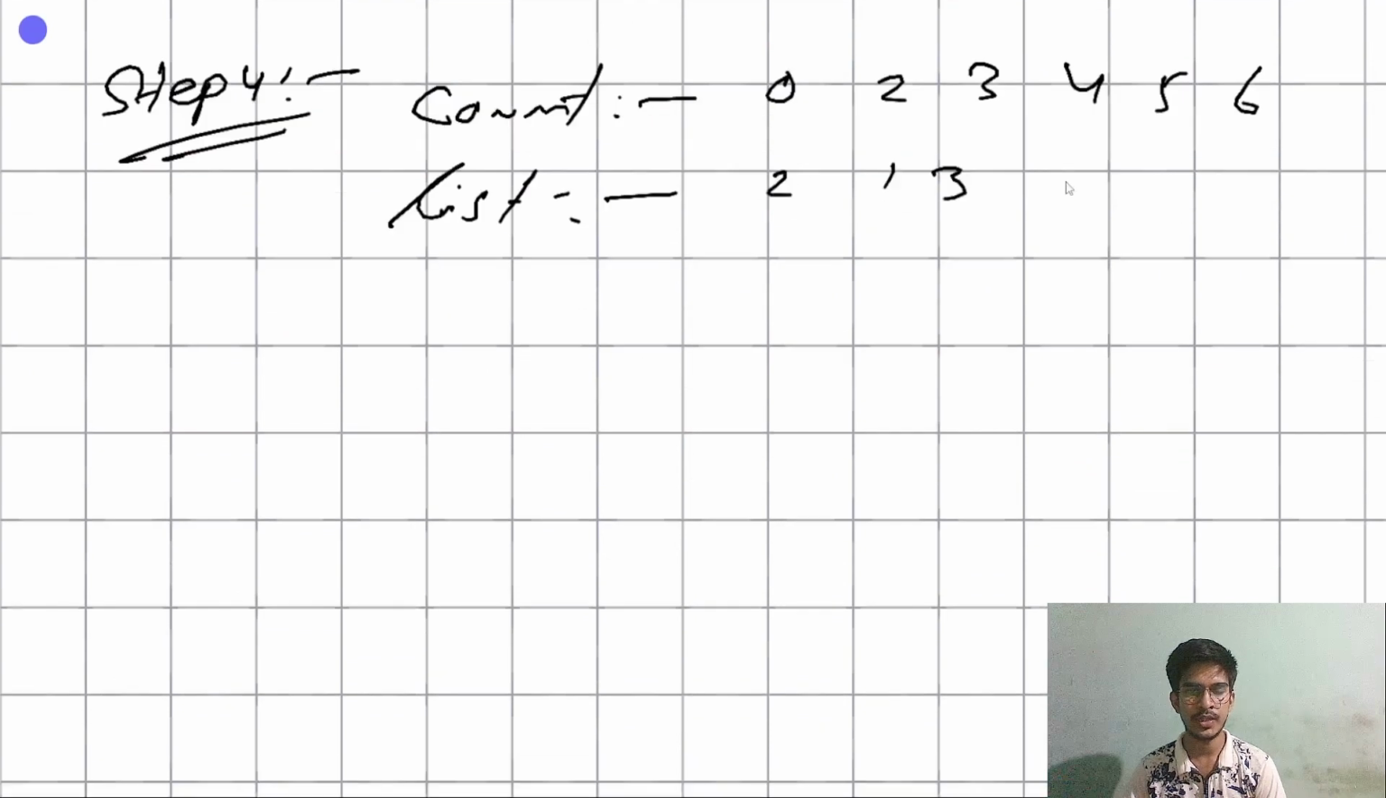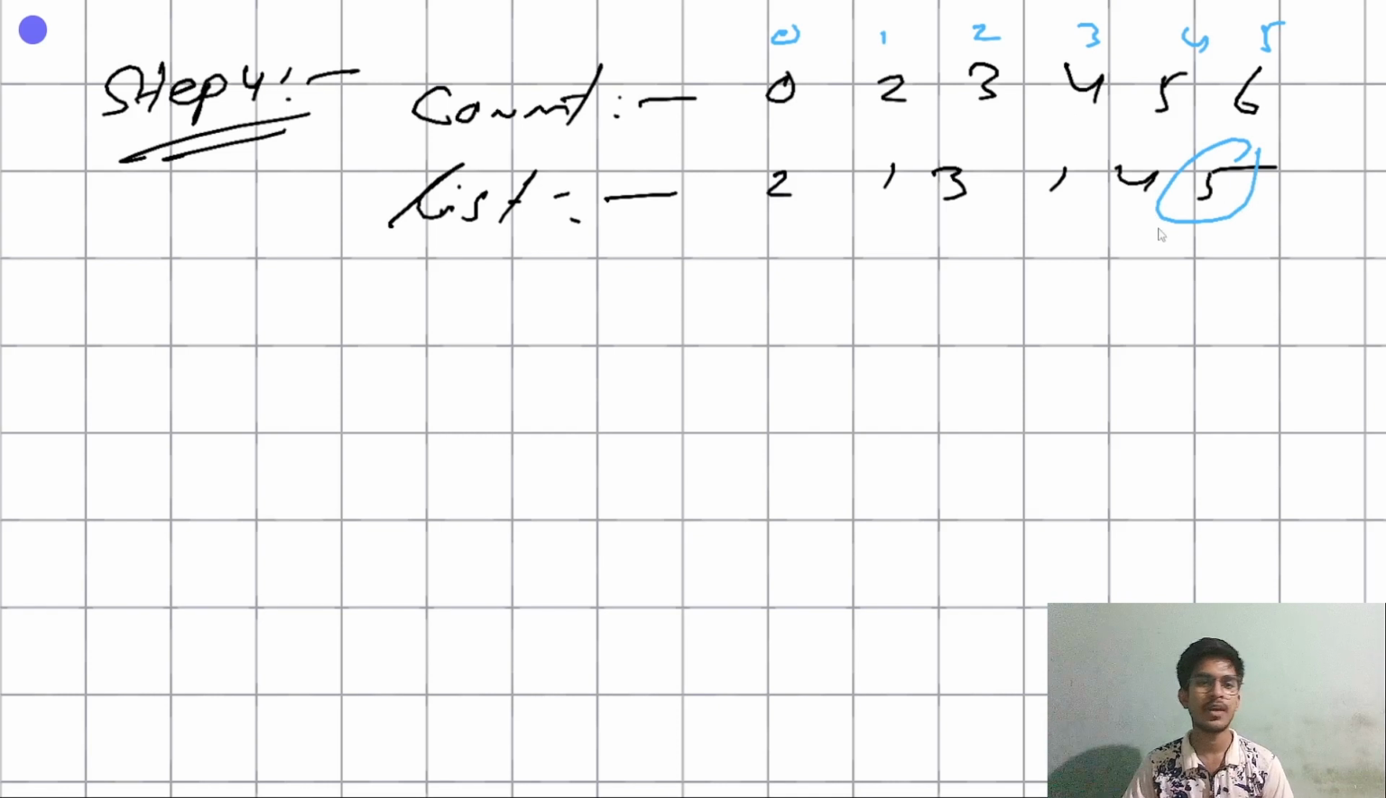2, 1, 3, 1, 4, 5. Okay, so basically now what we'll do, we'll start from the last of the list. From here we'll start. And what is the index of this? It is 0, 1, 2, 3, 4, and 5. We'll start from the last of the list here.